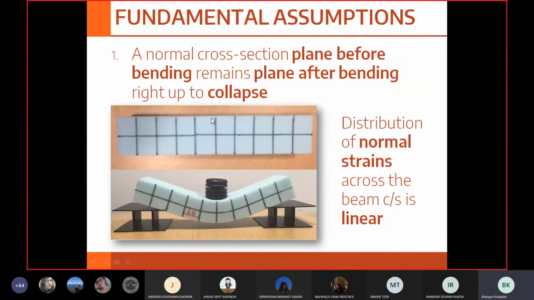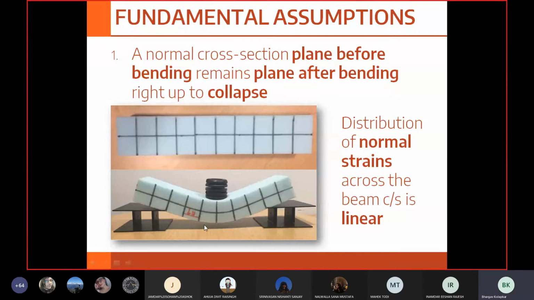So I already know what the distance was. I measure the distance between these two lines after loading, at the top and then at the bottom. And what I observe is that the reduction in the distance at the top is equal to the increase in the distance at the bottom.